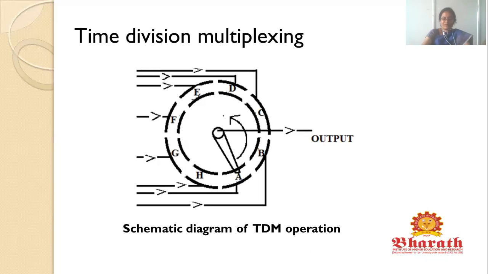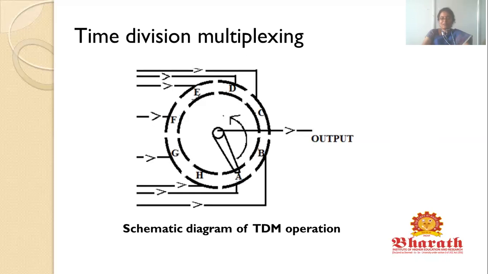So the next one is time division multiplexing. In time division multiplexing, all signals operate with the same frequency at different times. Same frequency but at a different time. It is a technique of transmitting several signals over a single communication channel by dividing the time frame into equal slots.